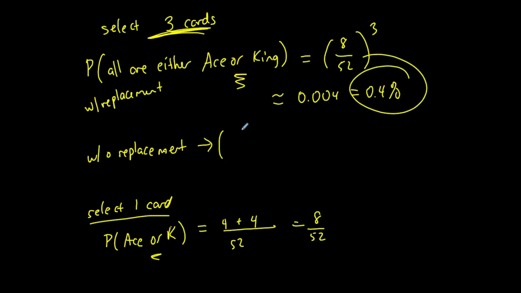What if it's without replacement? Now I'm selecting 3 cards, and the probability that each selection is an ace or a king is going to be different because these are dependent events. Well, the probability that the first card is an ace or a king is 8 out of 52. But now I'm keeping that out. So now there's only 7 cards left that are ace or king out of 51. I took a card out, so there's only 51 cards. Now I took 2 of these out, so there's only 6 left that are either ace or king. And then now there's only 50 cards left in the deck.